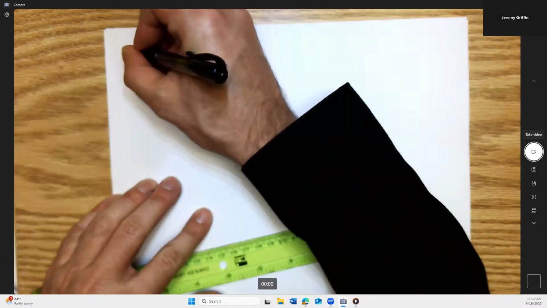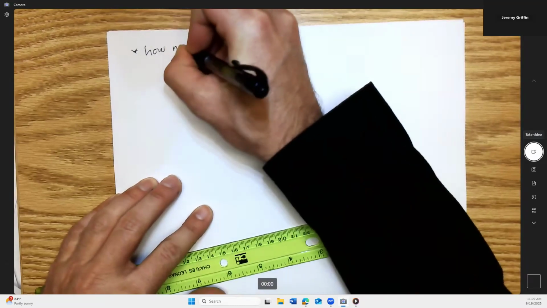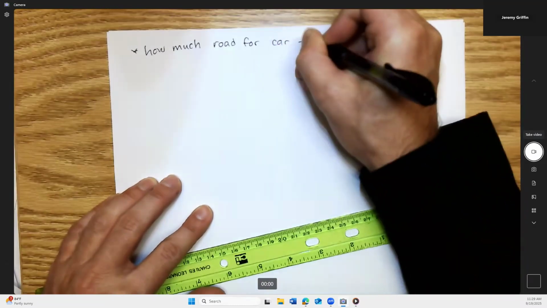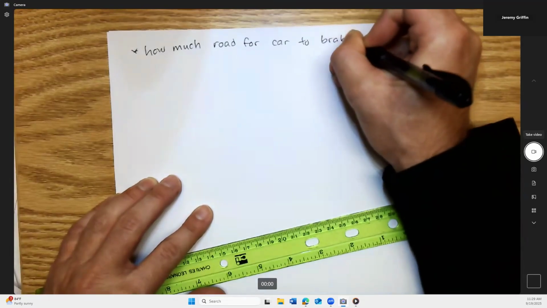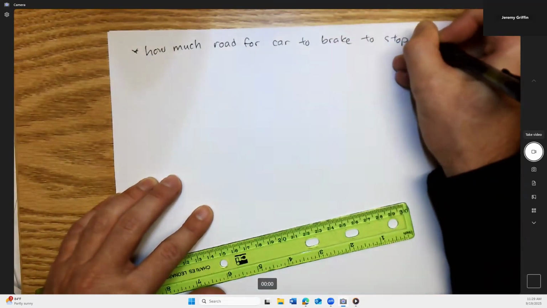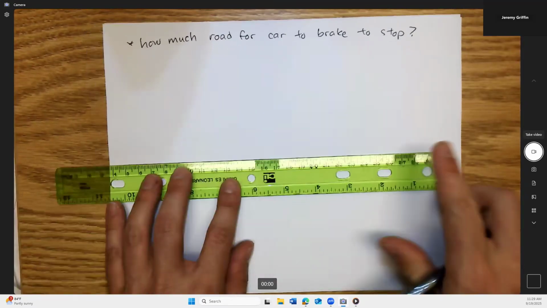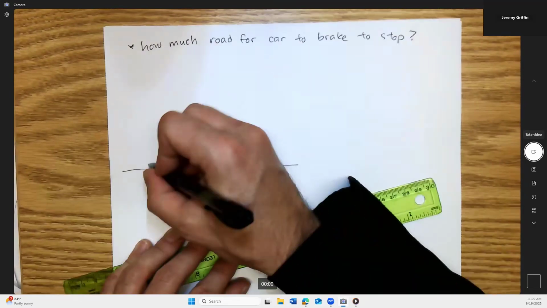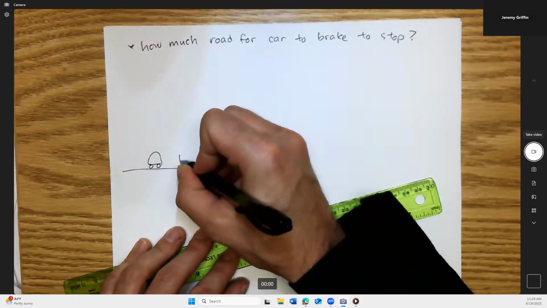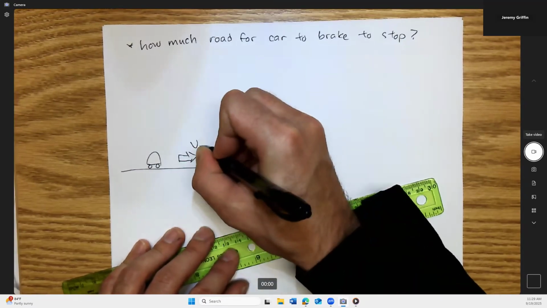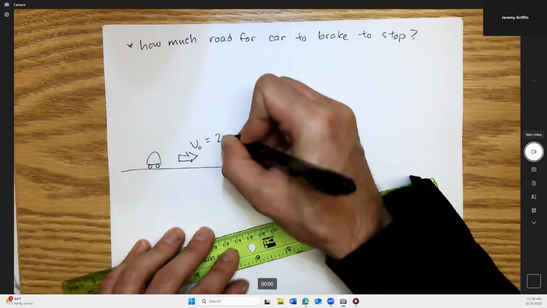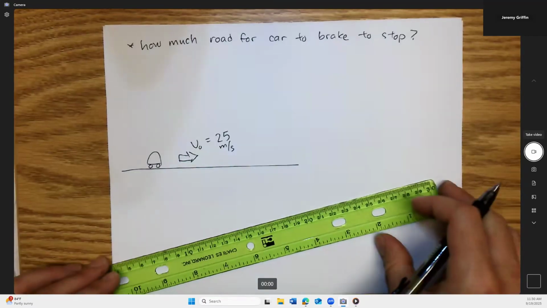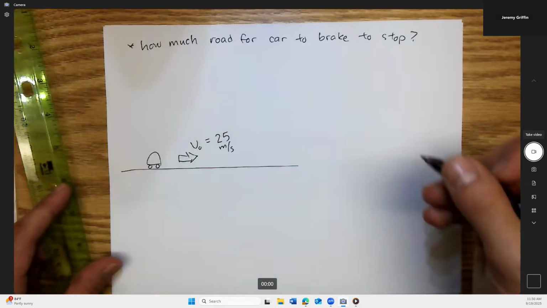Okay, so how much road for a car to brake to a stop? Of course, I'll give you guys some numbers, and let's just have a flat horizontal road, so nothing crazy going on. Here's a flat horizontal road. Here's a car, a little turtle car. I'll give this an initial velocity. Let's call it about 25 meters per second. It's like highway speed, over 50 miles an hour.